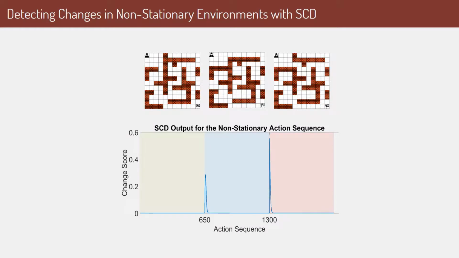Here is the result of an experiment we conducted on a non-stationary environment which is composed of three regimes. The SCD output includes two peaks that are located on the regime switching points. It is possible to relate the dissimilarity between regimes with the height of the peak on switching points.